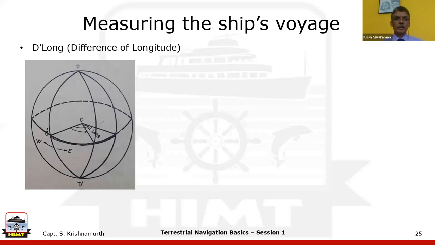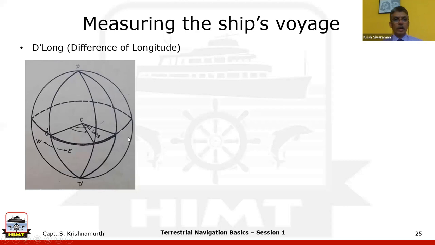Similarly, let us deal with D-long. In this case, this is the prime meridian. I'm showing the cursor. It's not labeled there. This is the prime meridian passing through this point. And this is the latitude of departure from start point, and this is the end. Sorry, this is the end meridian. This is the starting meridian. So, in other words, somewhere on this meridian, it need not be only here. Somewhere on this meridian, a ship has started its voyage and ended it on this meridian. Okay.